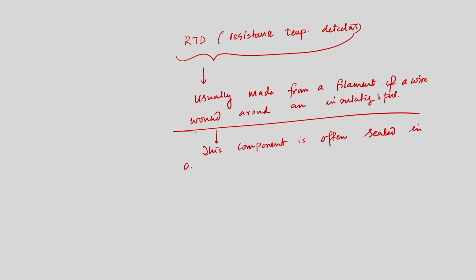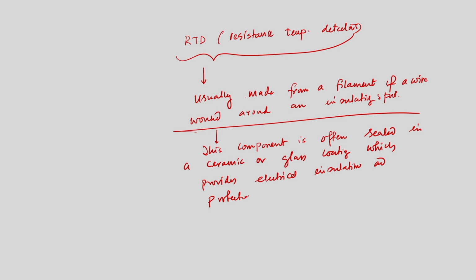in a ceramic or glass coating which provides electrical insulation, this is important, electrical insulation, and protection from the environment.